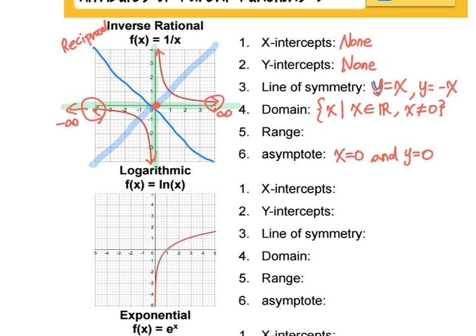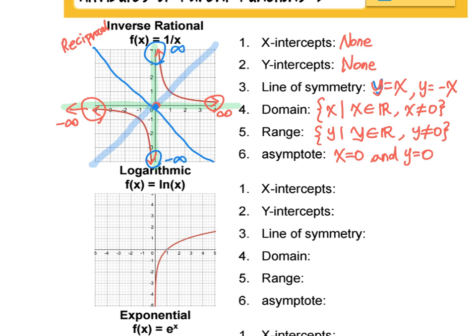Then you can think about the range. It would be the same way, right? The range grows to positive infinity and it grows to negative infinity. However, it's never going to pass through that 0, right? So that being said, y is such that y is all real numbers, but y is not 0.